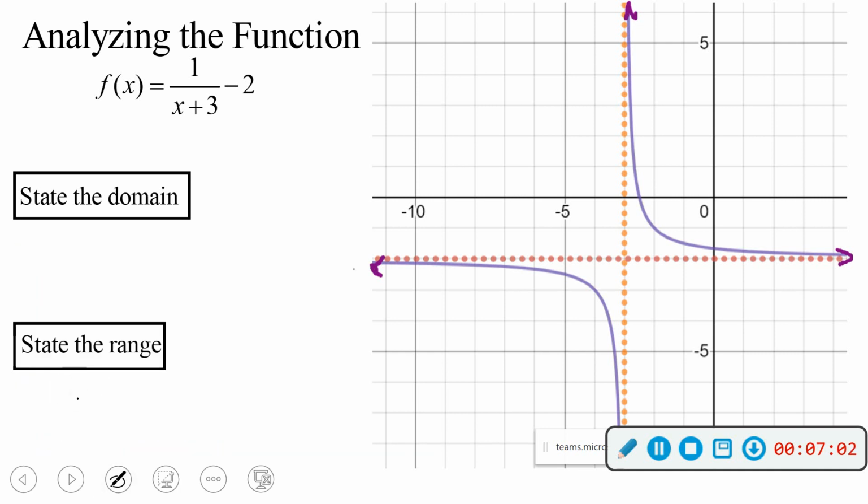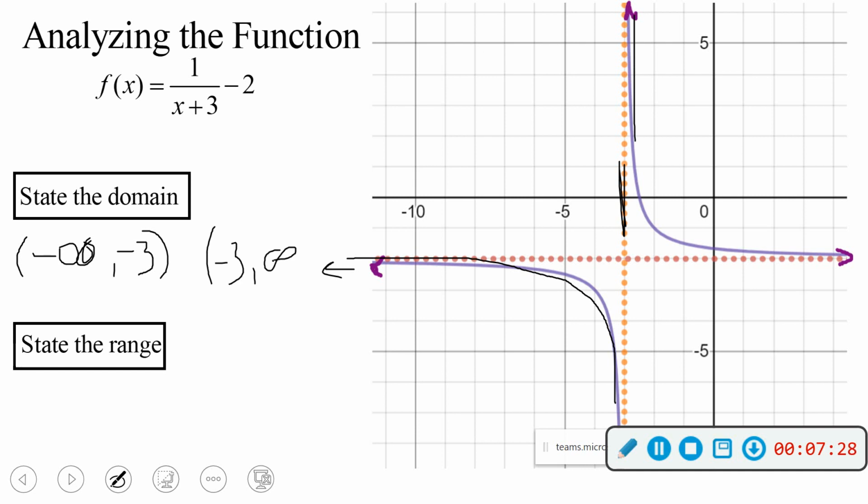Okay, domain. It comes from the very far left, so -infinity, and this continues until it approaches this vertical asymptote, which is the number -3. Now, it never touches that, and for that reason, I put a parenthesis. And then it's like it hops up and over, and it starts again, and it goes from -3 to positive infinity. Now, here's a new symbol that you may have known, and this symbol here is and.